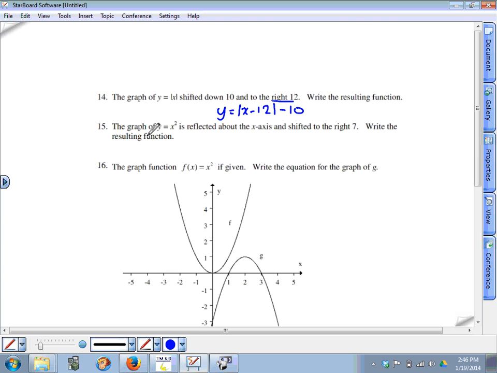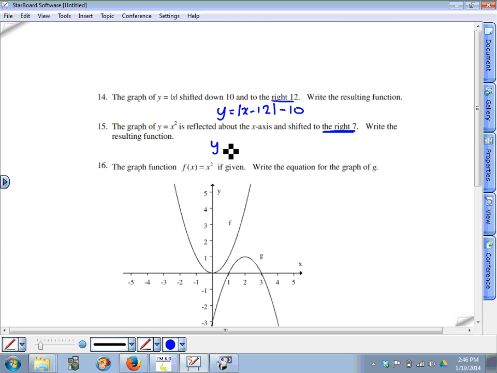Similar thing on 15, but there seem to be more mistakes when it's x being raised to the second power. It's being reflected about the x-axis and shifted to the right 7. So I'm going to start with that one. Shifting to the right, the function is a squaring function right here. So anything that occurs within the function needs to also be squared.